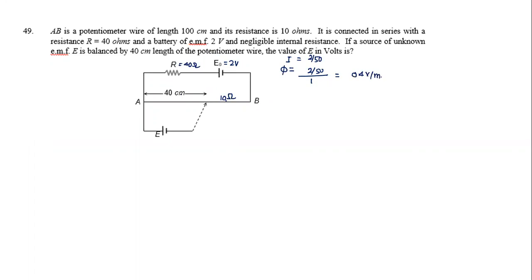In this case, the balancing length is found as 40 centimeters. So what is E equal to? E is equal to phi times L, 0.4 times the length. Since this is volts per meter, the length also I have to write in meters, which is 0.4. So this is equal to 0.16 volts.